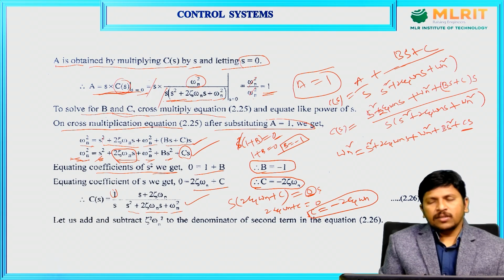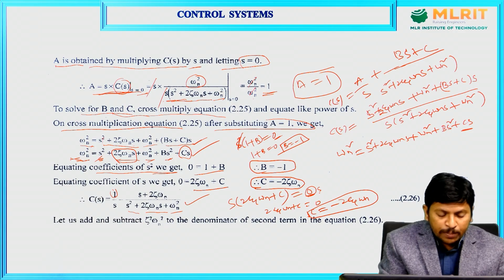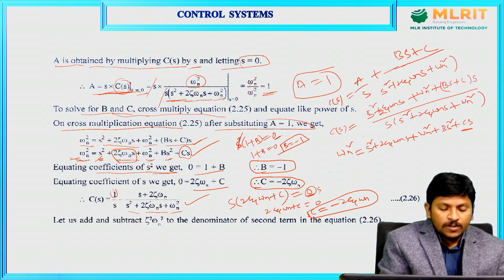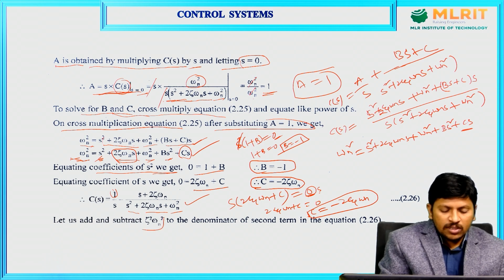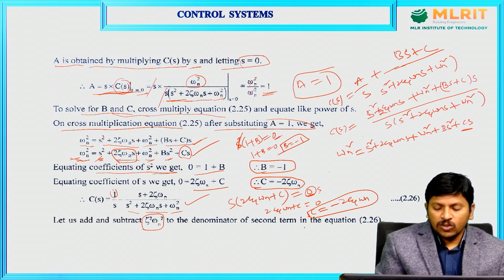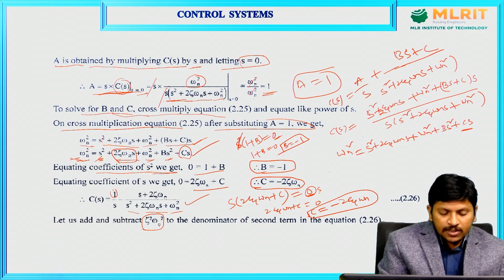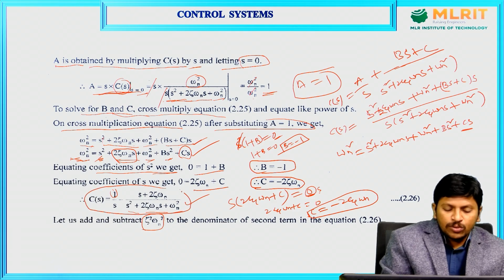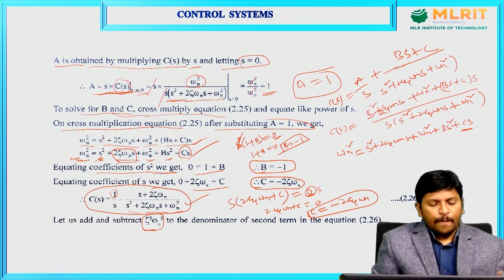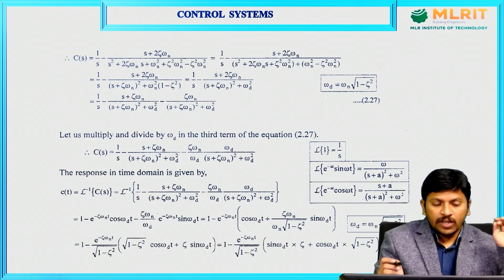Let us add and subtract zeta square omega n square. Otherwise, first you would have to separate these terms. We can write s plus 2 zeta omega n as s plus zeta omega n and zeta omega n. So we add zeta square omega n square to the denominator of the second term in this equation. Now I am going to add and subtract zeta square omega n square.